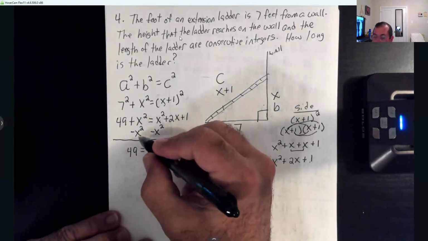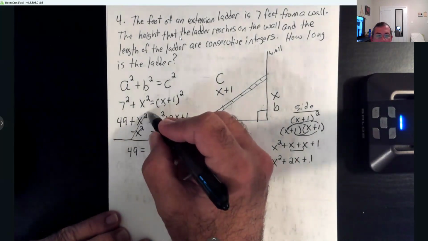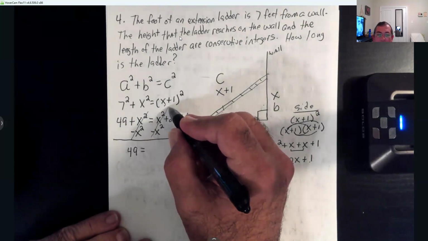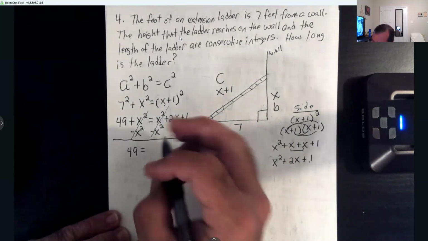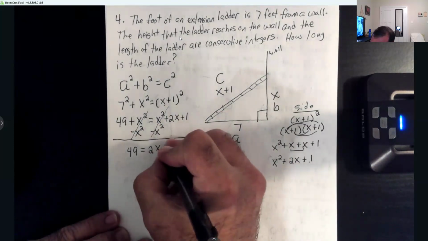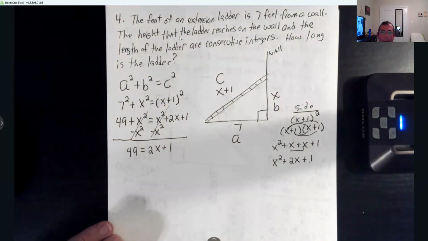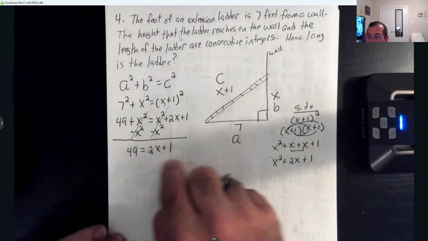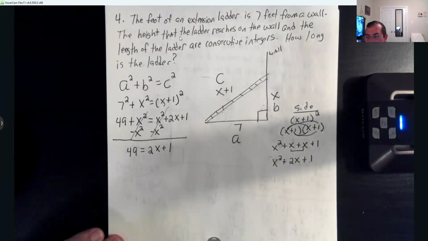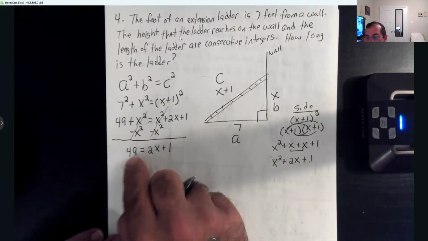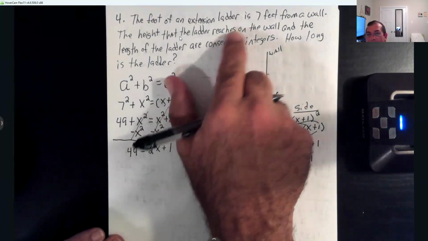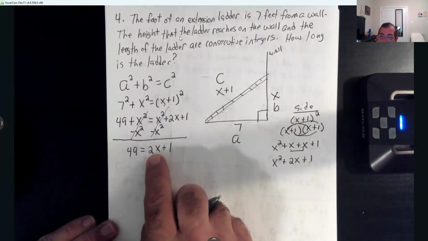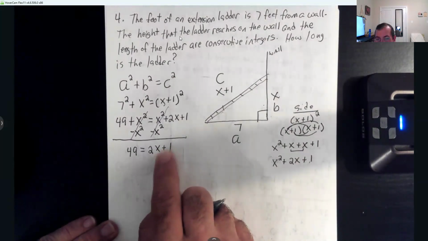But y'all look at this. These x squareds right here canceled out. Well, these x squareds also cancel out. So all that's left is a 2x plus 1. Y'all's x squareds are going to cancel out just like mine did. At this point right here, y'all, the only difference between y'all's problem and mine will be that 49. Unless y'all's ladder was 7 feet, then it'd be exactly like mine, okay? But y'all are going to have a 2x plus 1 on this side, just like I did, okay?